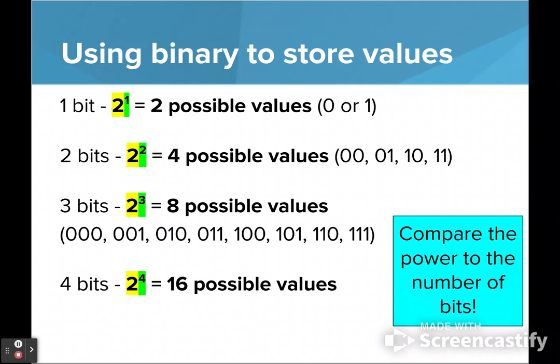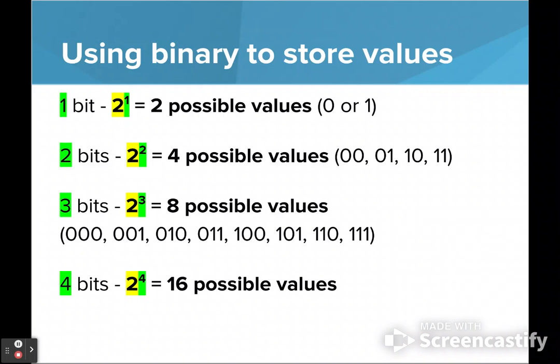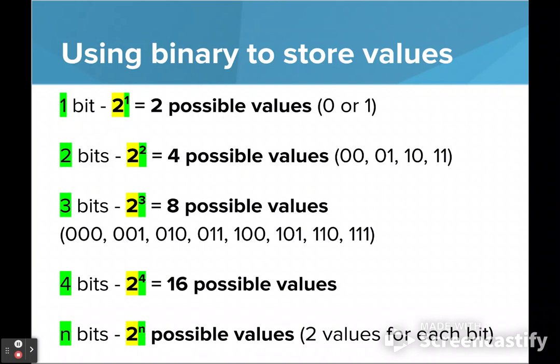If we compare the power to the number of bits, they are equal. So if you have 2 bits, you have 2 to the second possible values. When you had 4 bits, there are really 2 to the fourth possible values that you could have. So that's where the 16 comes from. To figure out how many possible values there are, you're going to take 2 and raise it to the number of bits that you have. That is your number of possible values. So n bits, you're going to have 2 to the n possible values. 2 values for each bit.